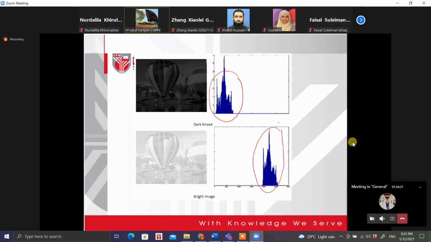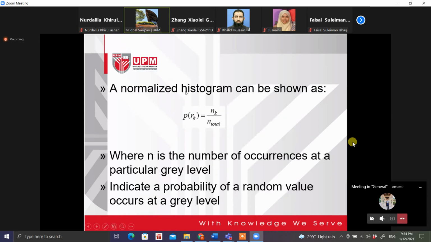But for this method, the whole idea here is, imagine if this particular histogram can be stretched out. That's your purpose. If you can stretch out this particular histogram, and eventually you get something like this, then the image will become better. So that particular technique is called histogram equalization.